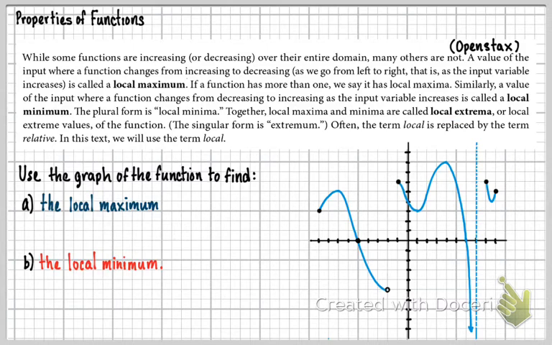Often the term local is replaced by the term relative. In this text, we will use the term local. So we don't have to worry about relative here, but some books do say relative. We're going to use the term local in this book.